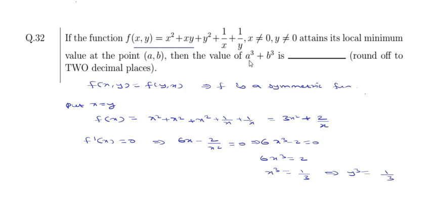So (x, y) is a critical point, and we need to find x cube plus y cube. So x cube plus y cube equals 1 by 3 plus 1 by 3, which is equal to 2 by 3. Therefore the value of a cube plus b cube, that is x cube plus y cube, is 2 by 3. This is nothing but 0.67.